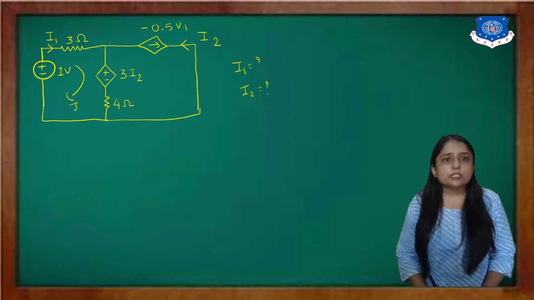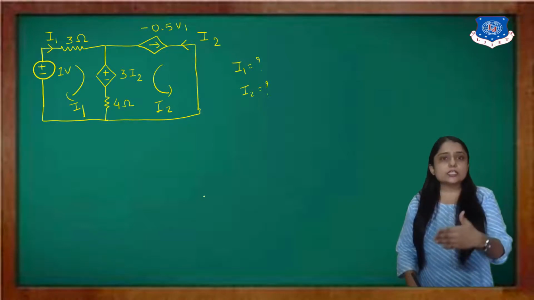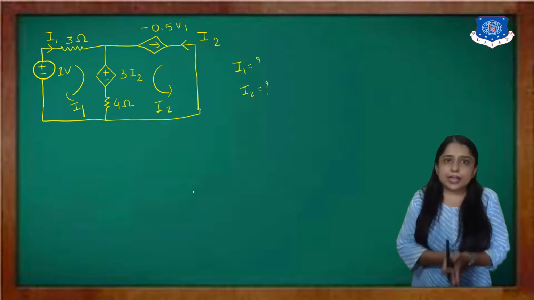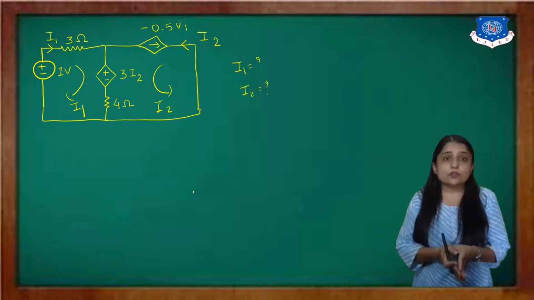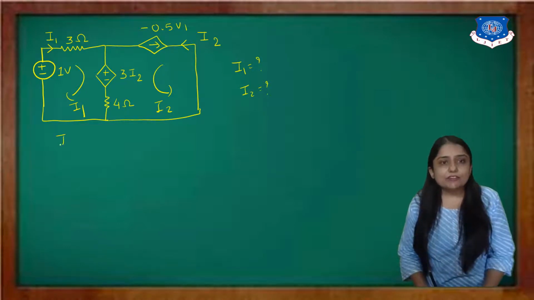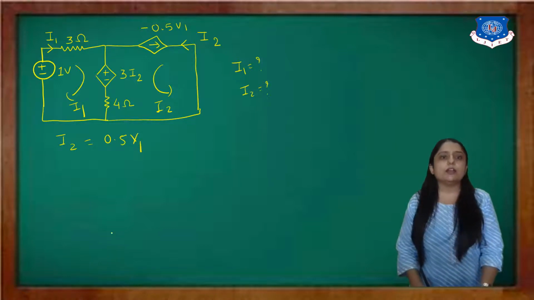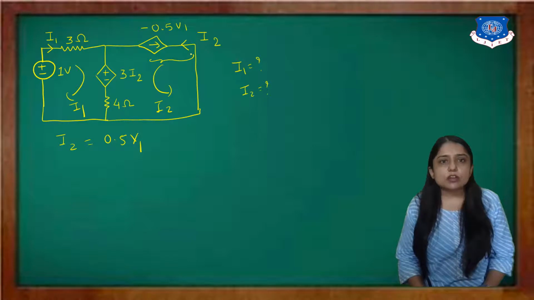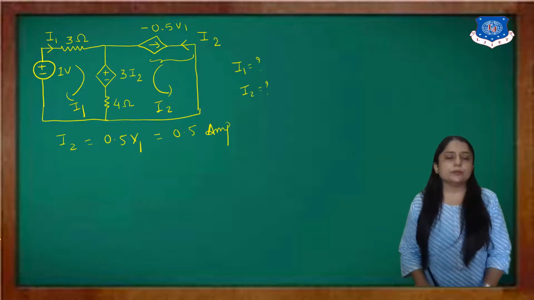First of all, you just write down the equation for this loop and then the equation for this loop. But if you see carefully, here we have one current source. That direction is like this, and the direction of I2 and minus 0.5 V1 is reversed. But that current is flowing in the same branch, so we will get the direct value, that is I2 equals 0.5 V1, because the direction is reversed. And we know that V1 equals 1 volt, so my I2 will become 0.5 ampere.